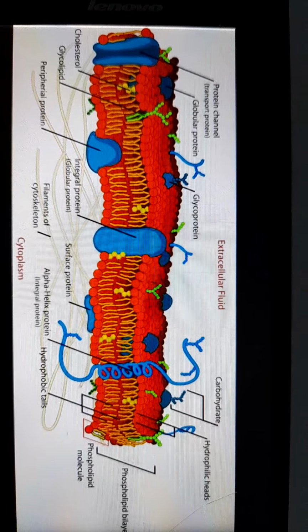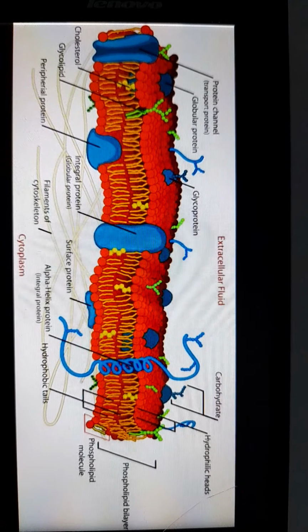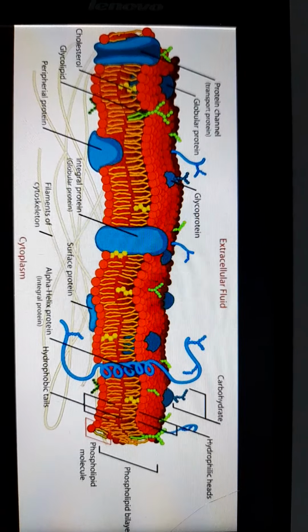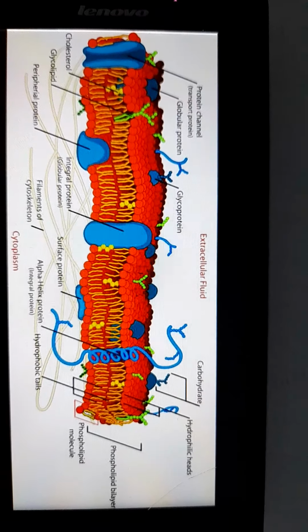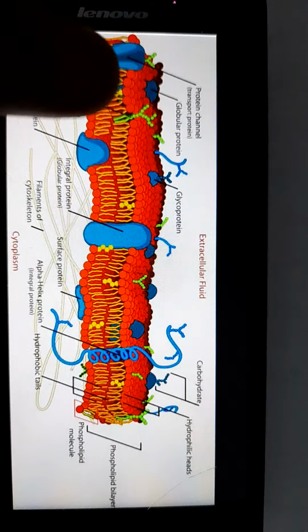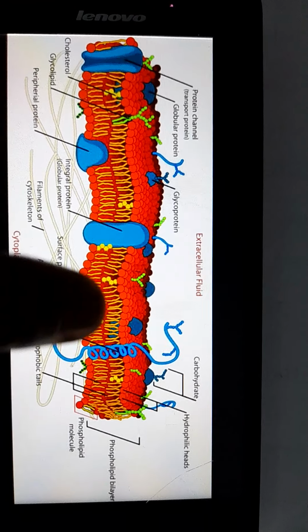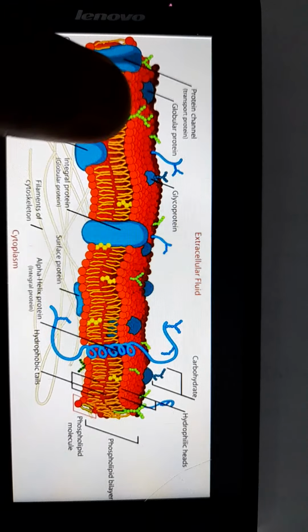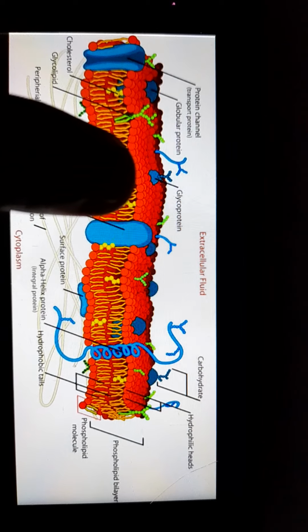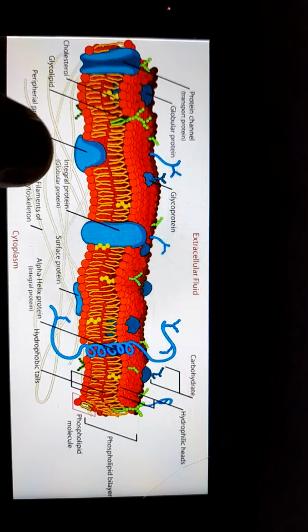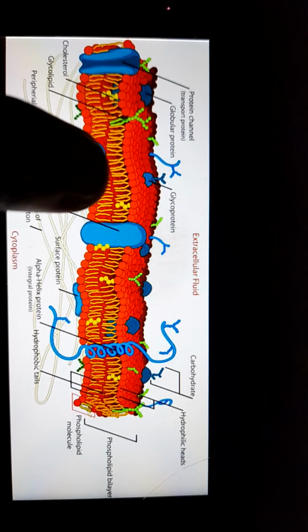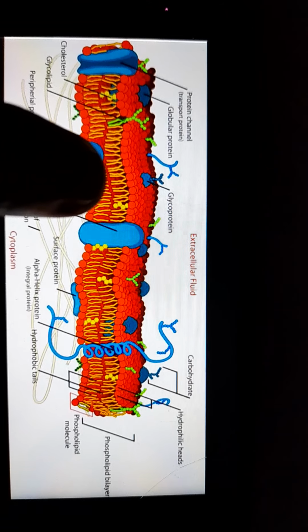According to this model, the lipid layer has a fluid-like nature. In this layer, proteins are distributed in a mosaic pattern. In the lipid layer, lipid molecules are arranged in two rows. Hydrophilic heads are projected towards the exterior. Hydrophobic tails are projected towards the interior, the center, or inside.